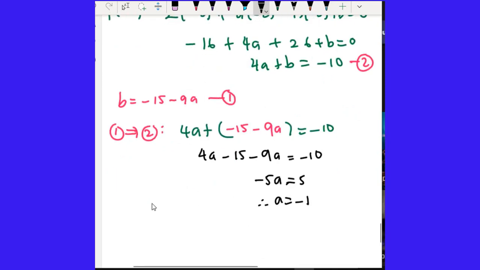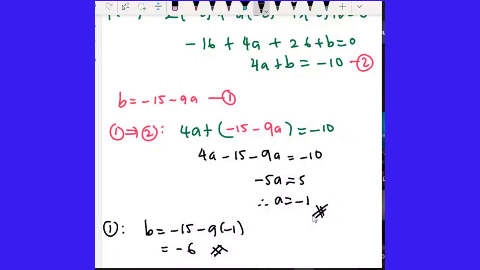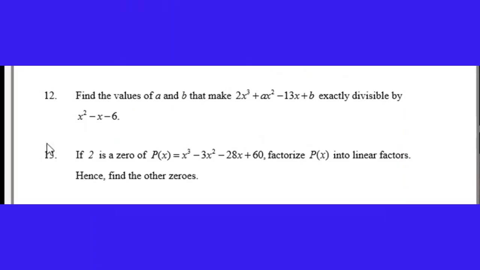Sumbat dalam ni equation 1. B is equal to negative 15 minus 9 negative 1. So sekarang ni plus negative 6 lah kan. Plus 9. So jawapan dia sama. Boleh? Okay. Dah. Settle. For number 12. Okay. Number 13.